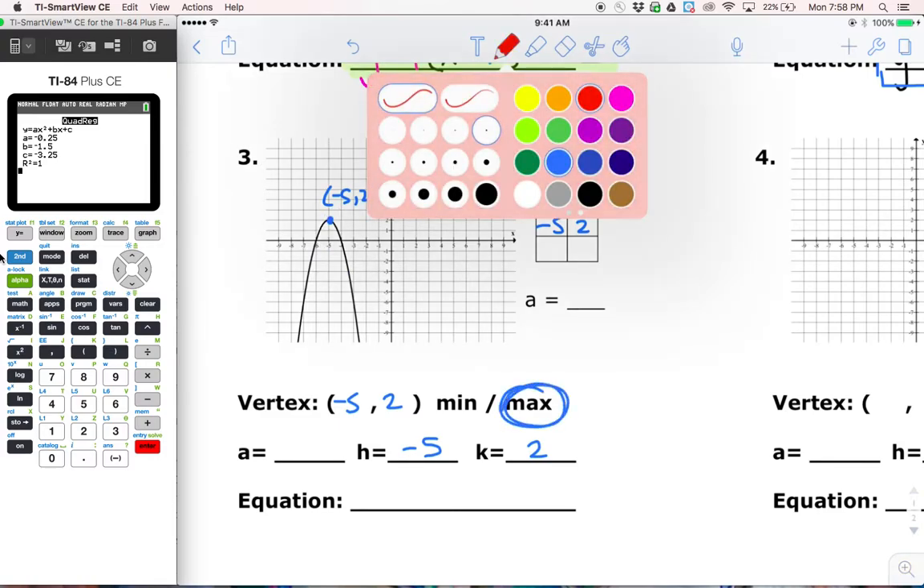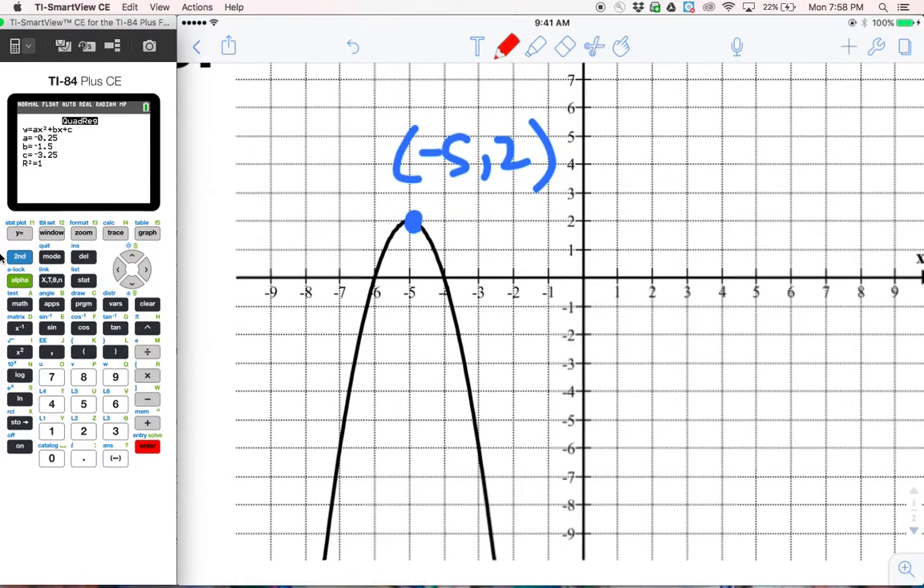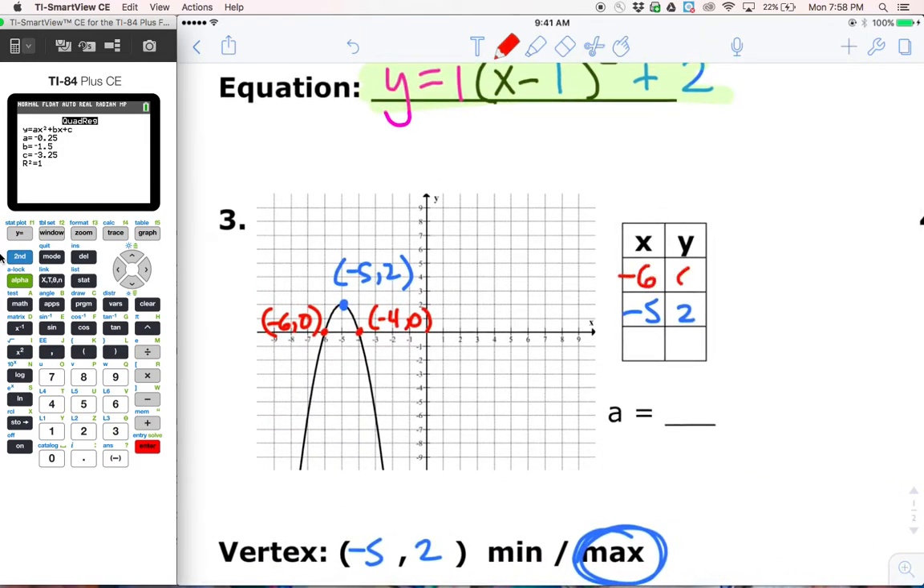All right, let's find some other good points here. This one looks pretty good, so I got -6, 0. This one looks pretty good, -4, 0. So those are the points I'm going to use in my table. Let me reiterate. I know I already said this, but y'all make sure you use a point on either side of the vertex, right? Either side of that vertex.